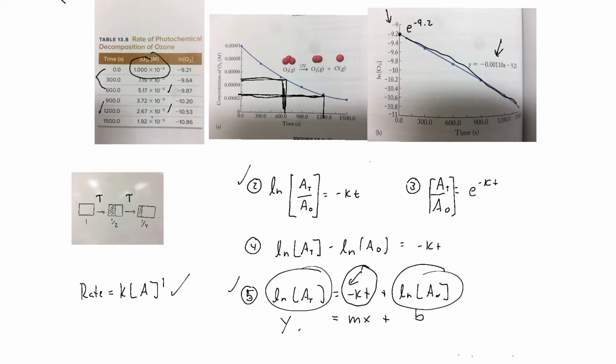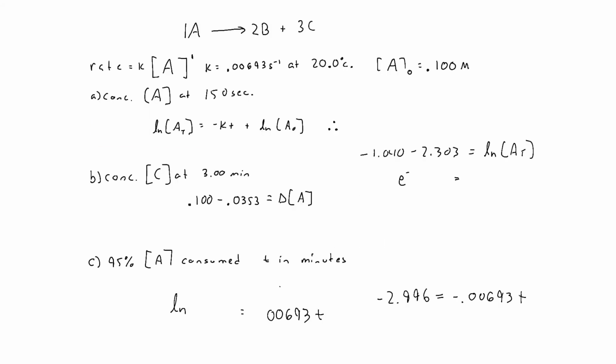All right, let's do a problem here. I'm going to do the first problem involving this equation here, and the second problem involving this equation here. Here we go. We have our chemical reaction: A turns into 2B plus 3C. We're given the rate constant is 0.00693 s to the minus 1. Note, no molarity. It's first order by the units. This is at 20 degrees Celsius. Remember, if it was a higher temperature, the value k would be larger. If it was a lower temperature, the value k would be smaller.